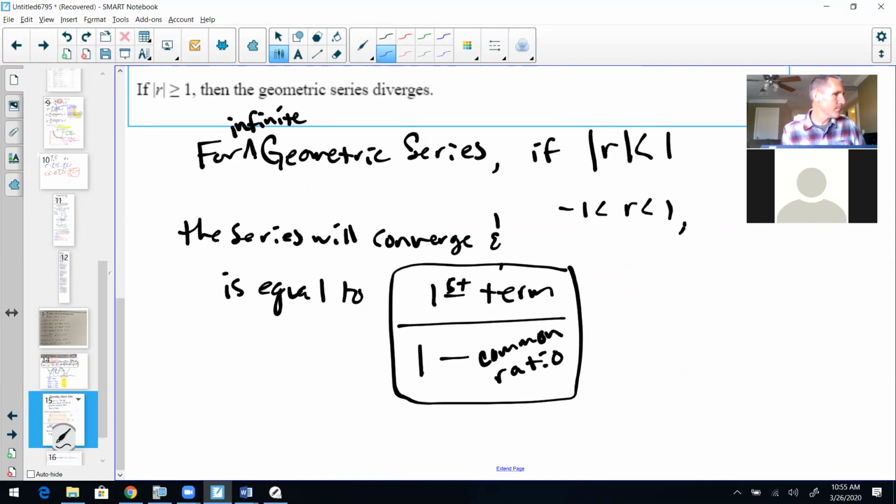So there are some examples in Rogalski's book. Let's pull those up.